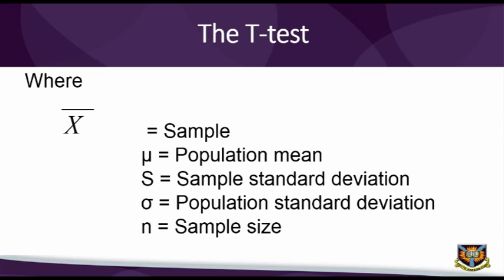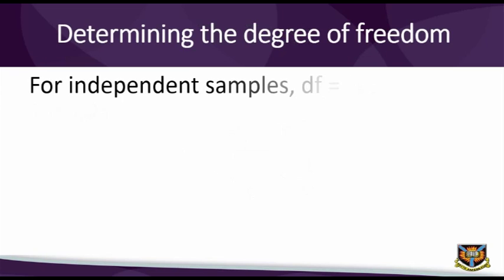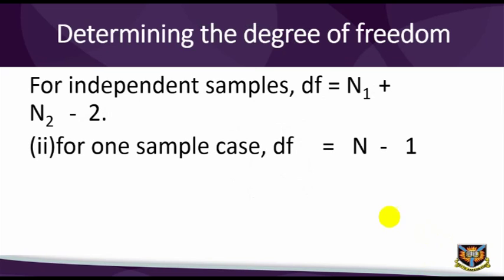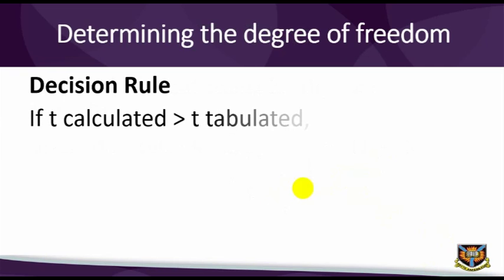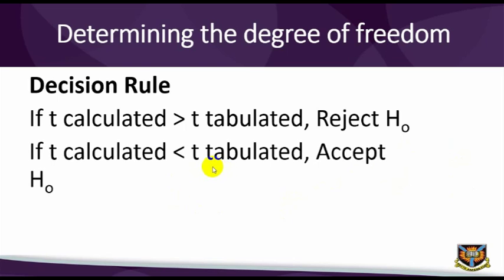Determining the degree of freedom. 1. For independent samples, df is equal to n1 plus n2 minus 2. 2. For one sample case, df is equal to n minus 1. Decision rule. If t calculated is greater than t tabulated, reject H0. If t calculated is less than t tabulated, accept H0.